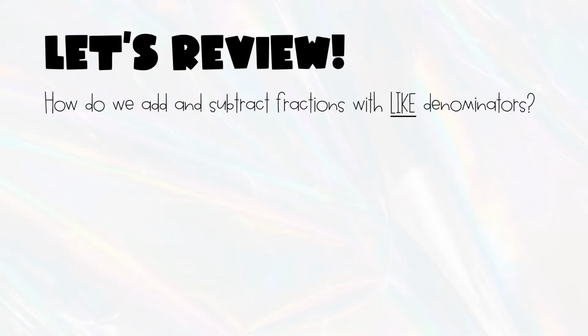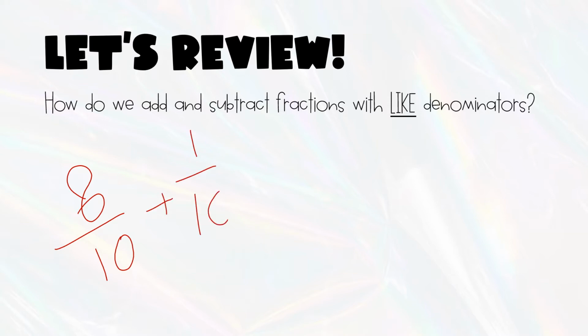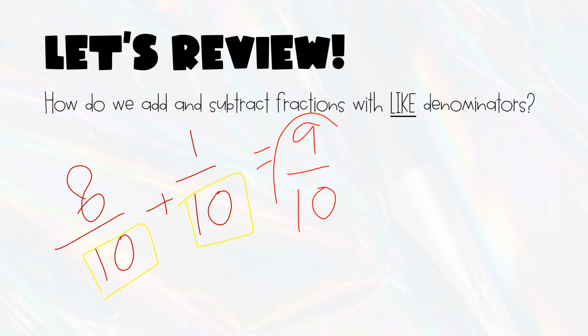So you're only adding or subtracting the numerator, the denominator stays the same. Okay, so how do we add and subtract fractions with like denominators? Let's review that. So let's say I have 8/10 plus 1/10. My denominators, which are the numbers in yellow at the bottom, those stay the same, and I add across and I get 8 plus 1, and that equals 9/10. Make sure you always circle your answer. So that's an adding problem.